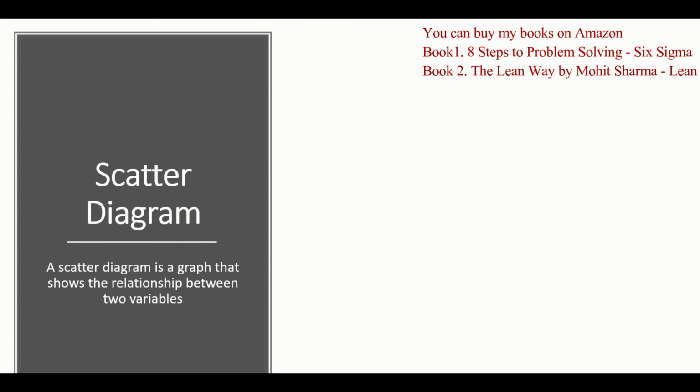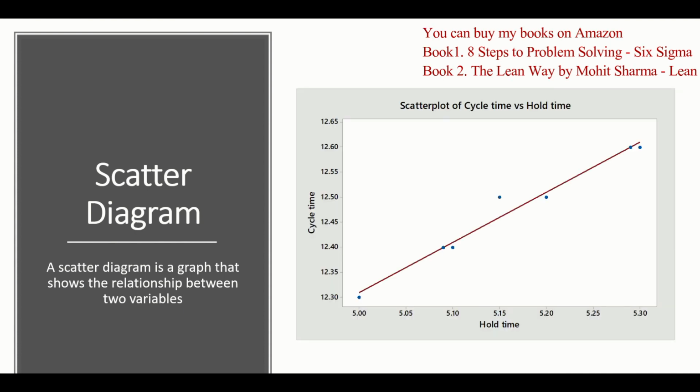And the next QC tool is scatter diagram. A scatter diagram is a graph that shows the relationship between two variables. One variable is called the dependent variable, which is the cycle time in this case, and the other variable is called the independent variable, which is hold time in this case. So this scatter plot represents cycle time versus hold time. Cycle time of a call and hold time during a call.